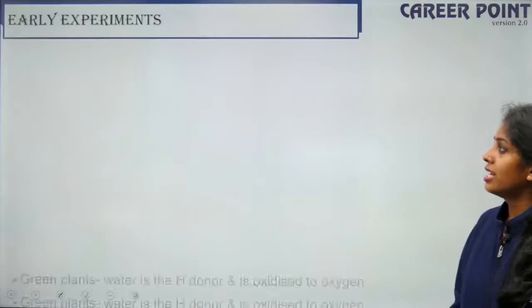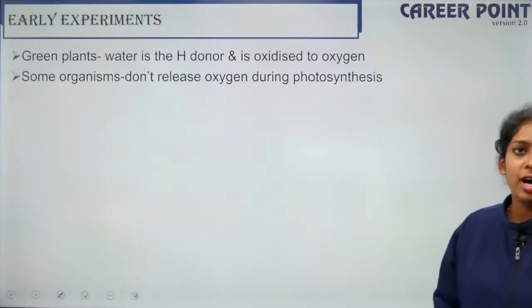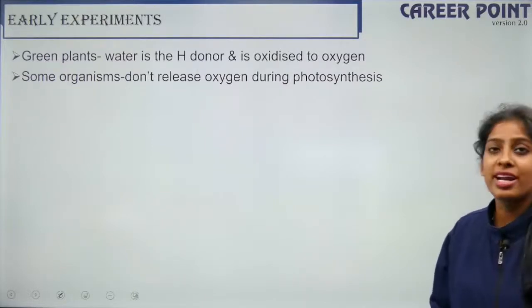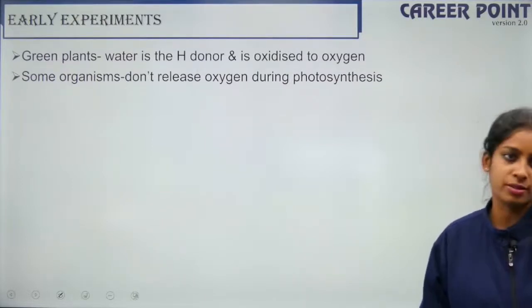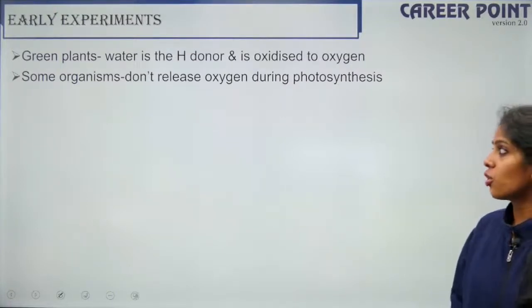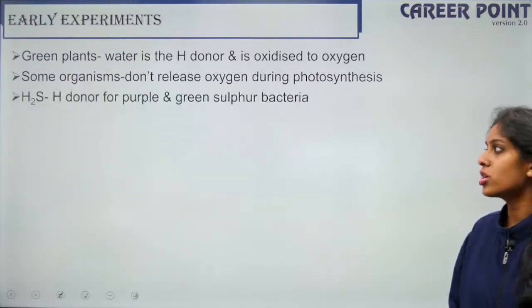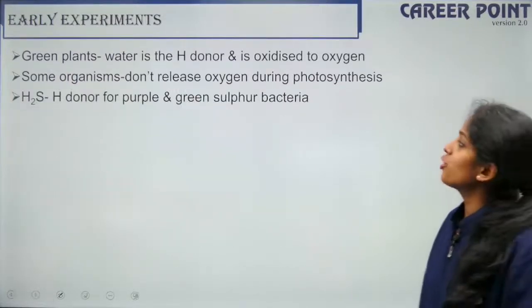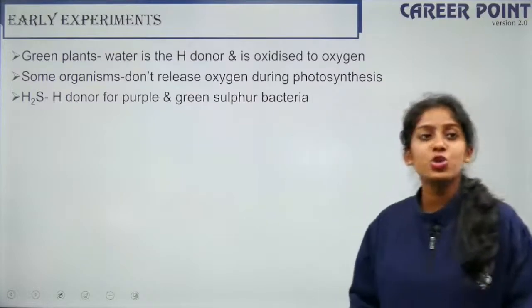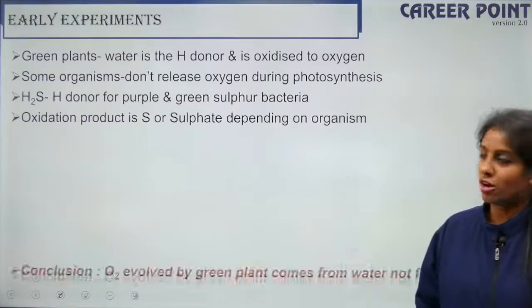All right. So in green plants, water is the hydrogen donor and it is oxidized to oxygen. All right. So your water is the one that is getting converted to oxygen. Some organisms do not release oxygen because they do not use water. Right. So in case of your purple sulfur bacteria, H2S is used and sulfur is the end product or sulfate is the end product. Alright.